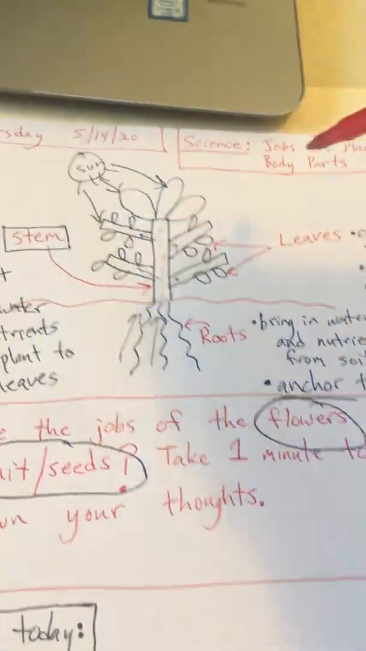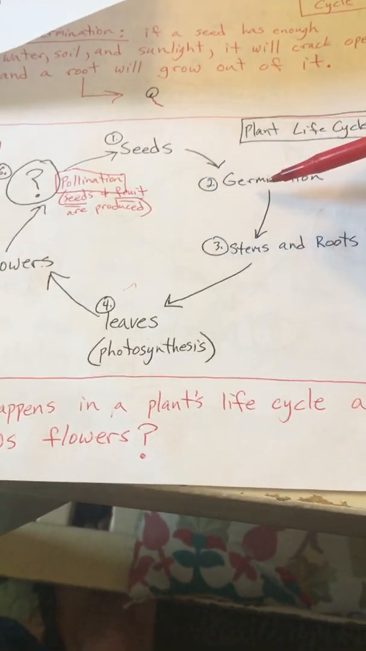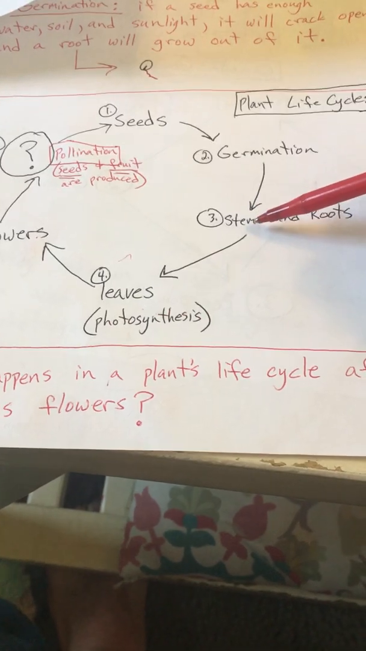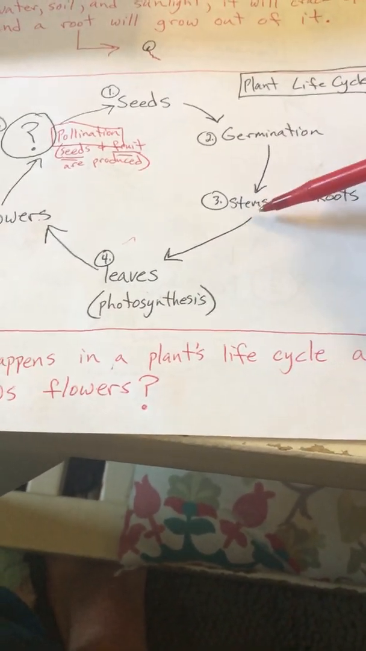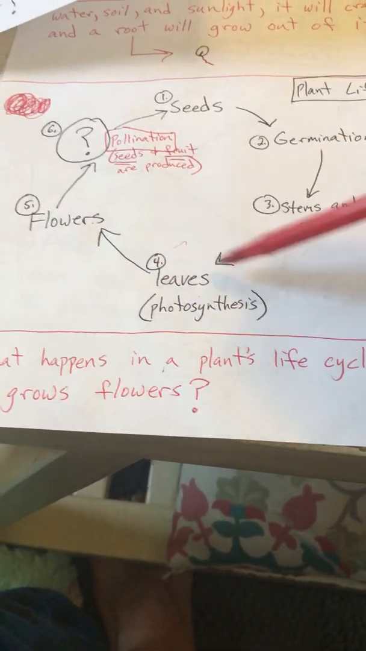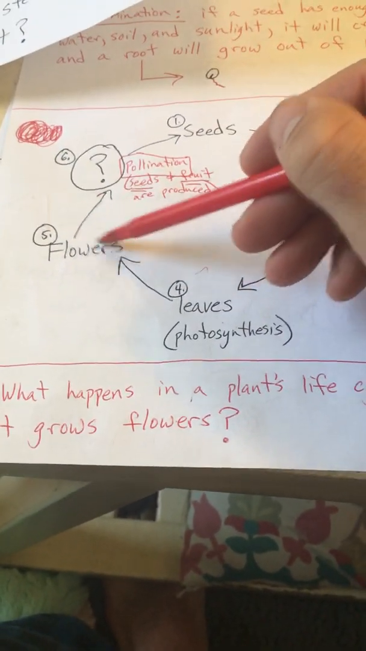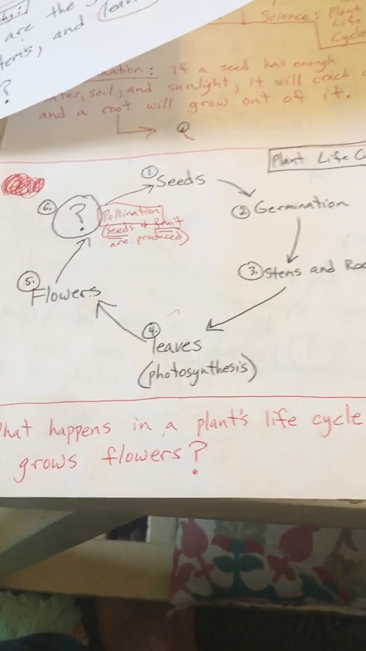Okay, so these plants in their life cycle, we start with seeds. Those seeds germinate like we saw the other day. They grow, the stems start growing up, the roots start growing down into the ground. Then the leaves start growing and there's photosynthesis. The next stage in their life cycle is that flowers will grow.